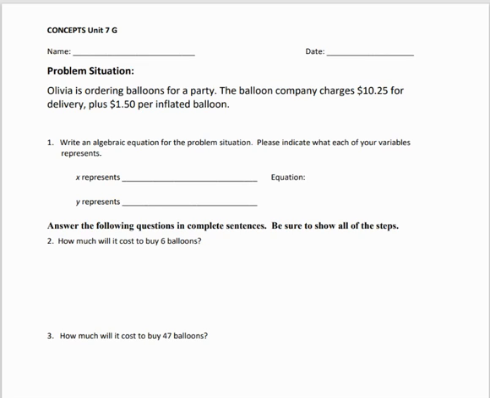Question 2 says, how much will it cost to buy 6 balloons? 3 says, how much will it cost to buy 47 balloons? So what are the two things we're dealing with here? The amount of balloons. Amount of balloons, good. And what else? The total cost. Great job, Max. So X is going to represent the number of balloons, and our units is just balloons for that.